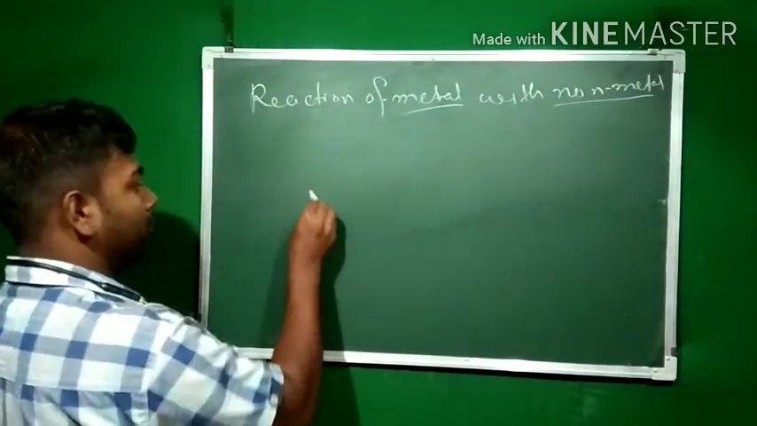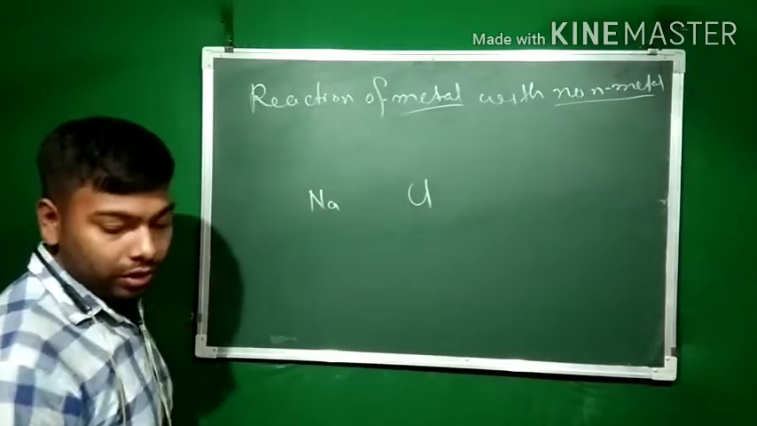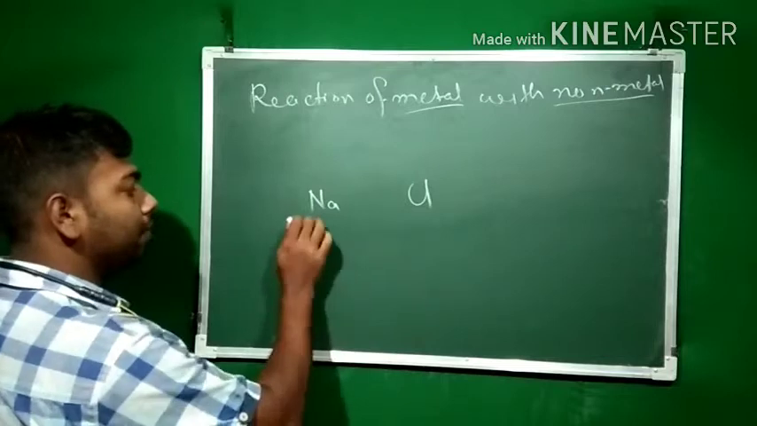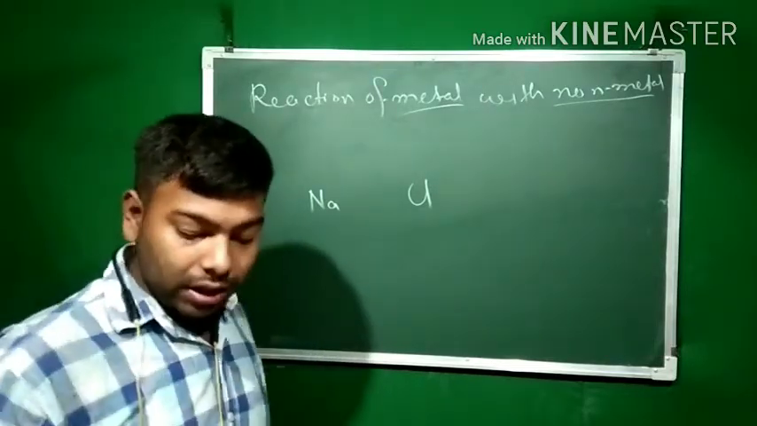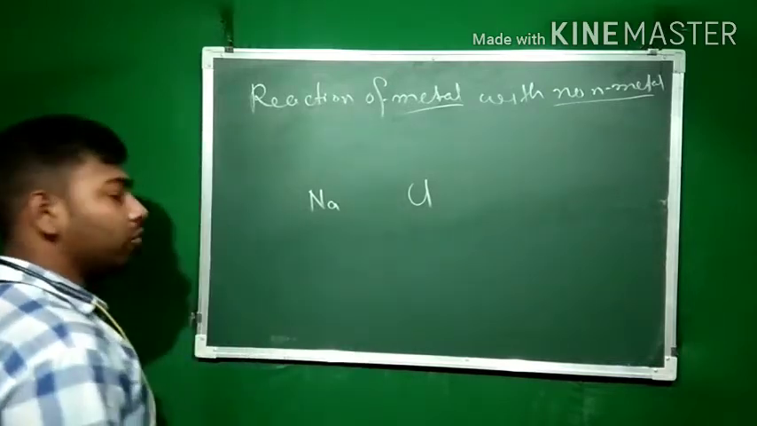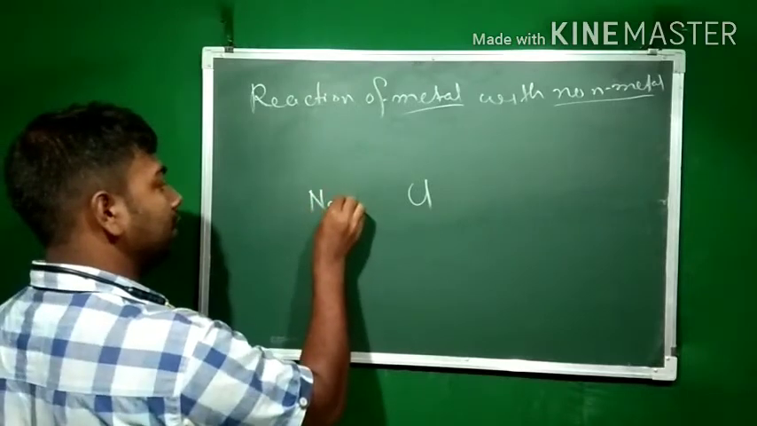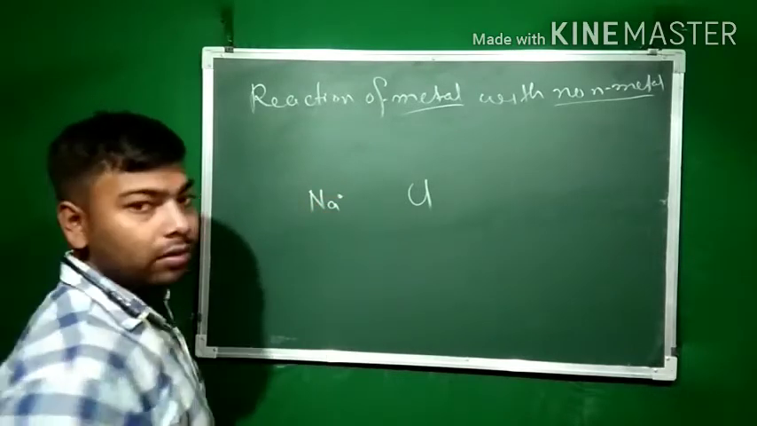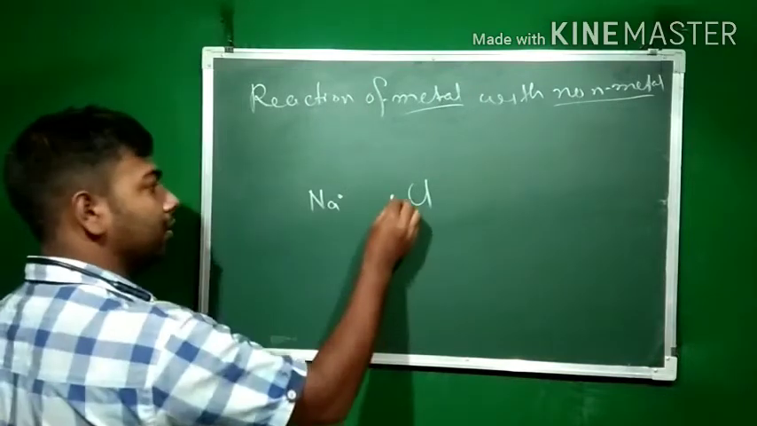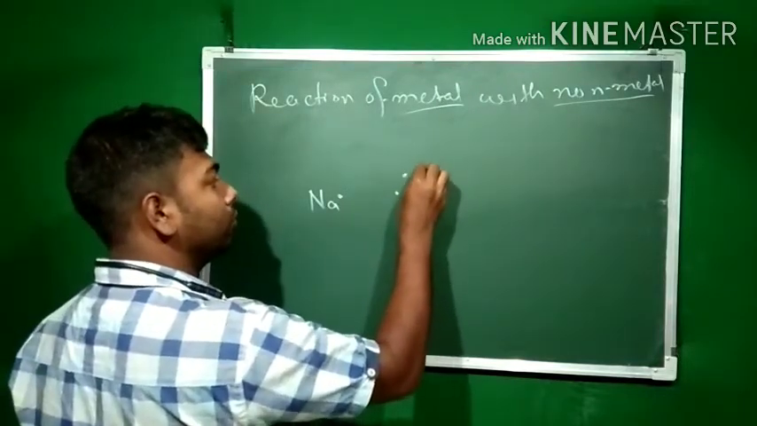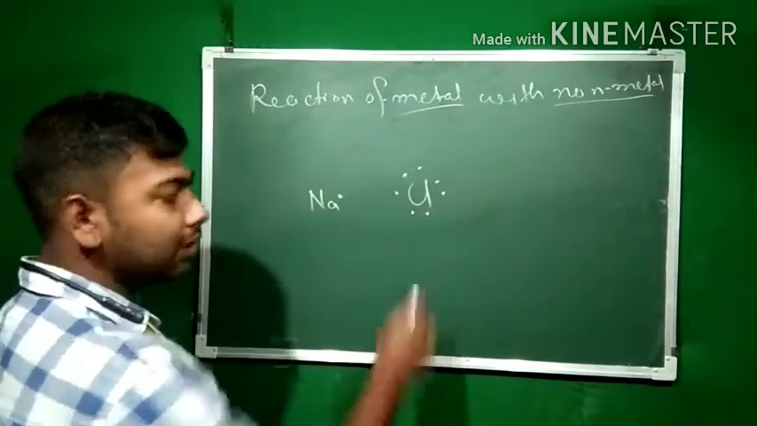See, here is sodium and here is chlorine. Now see, sodium has one electron in its valence shell. As I said, only the valence electron will participate in bond formation. So suppose here is 1 electron. But in chlorine there are 7 electrons in its valence shell: 1, 2, 3, 4, 5, 6, 7. 7 dots means 7 electrons.